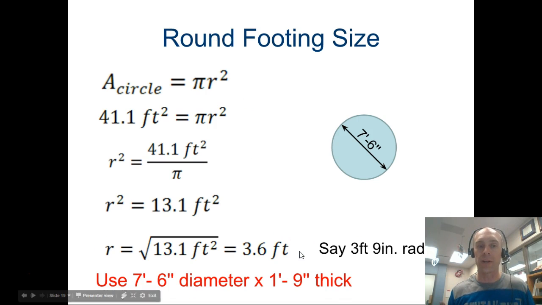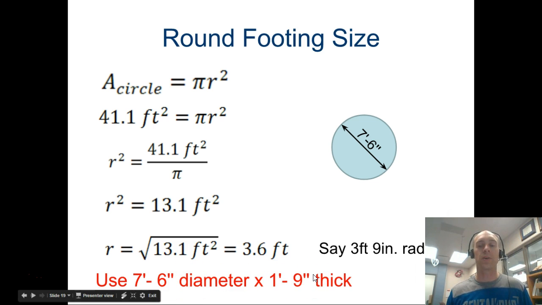Now, if you used a round footing, then you set it equal to pi r squared. So 41.1 equals pi r squared. We divide by pi to get r squared, and that is 13.1, and then square root it. And you get a radius of 3.6 feet. So 3.6 feet is roughly 3 feet 9 inches. It's a little bit less than that, but we're kind of rounding it up to the nearest quarter of a foot, 3.75 feet. So double that to get the diameter of 7 feet 6 inches. And again, it's 1 foot 9 inches thick.